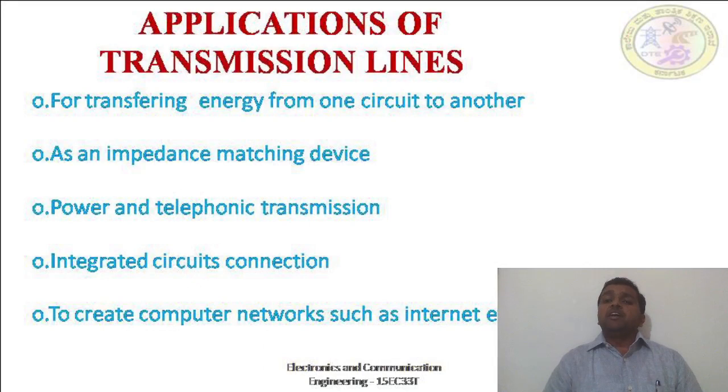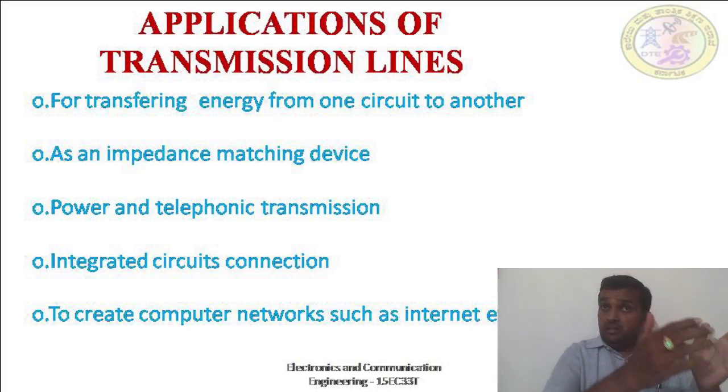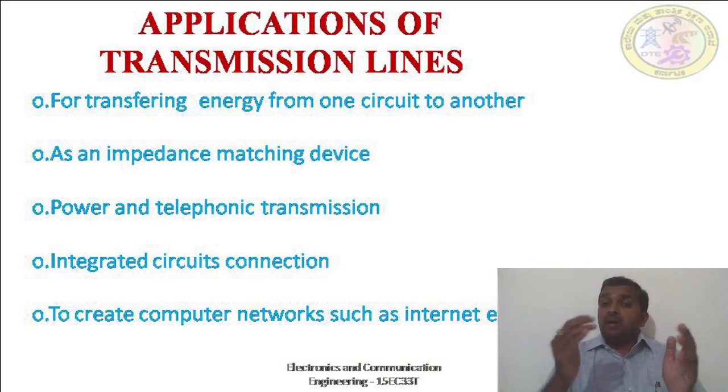Let me go for applications of transmission lines. First one, this is majorly used for transferring energy from one circuit to another, in the sense from source to destination, or from a TV set to antenna, or from antenna to receiver, and so on.